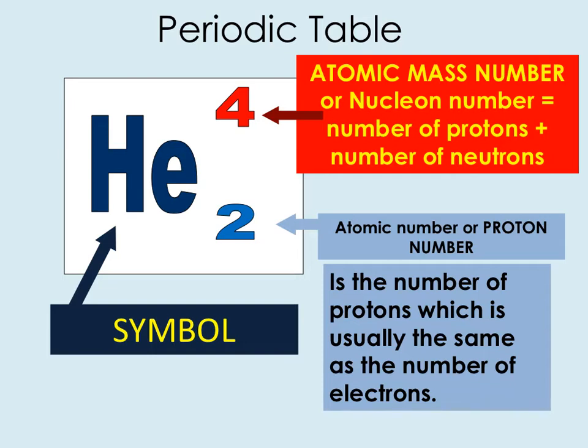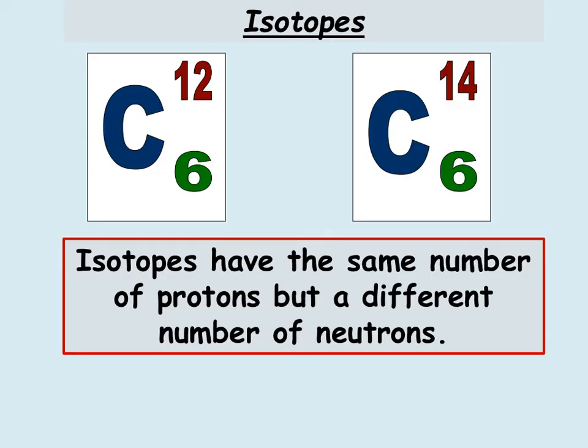The elemental symbol can be shown here. So for this example, we've got helium, and that just tells you which element you're looking at. So remember that this is the number of protons, the atomic number or proton number. The atomic mass number is the number of protons and neutrons. So therefore we can work out the number of neutrons in this example for helium will be 2. And the way I've worked that out is I've done 4 minus 2, which equals 2.